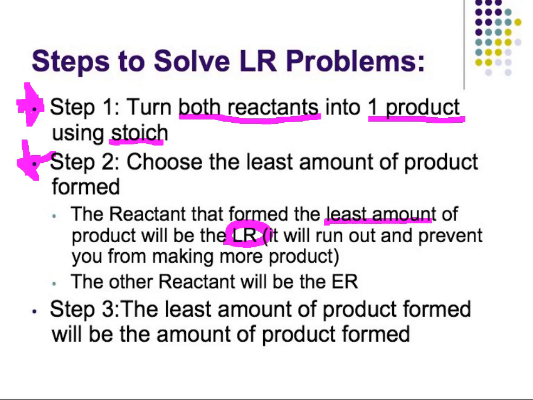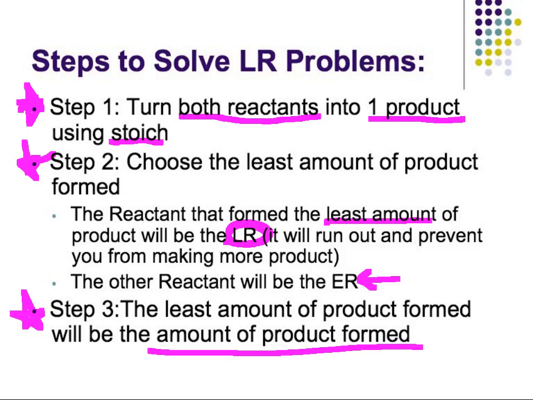It's going to run out and prevent you from making more product. That other reactant will be the excess reactant. There's going to be more than enough of it to react with all of the limiting reagent. As a matter of fact, there's no way possible that we'll be able to use up all of the excess reactant, so there's going to be leftovers or excess of it. Third, the least amount of product formed is going to be the amount of product formed.